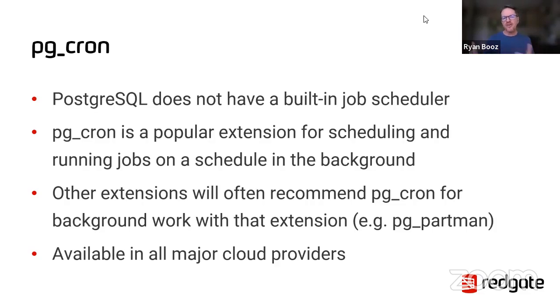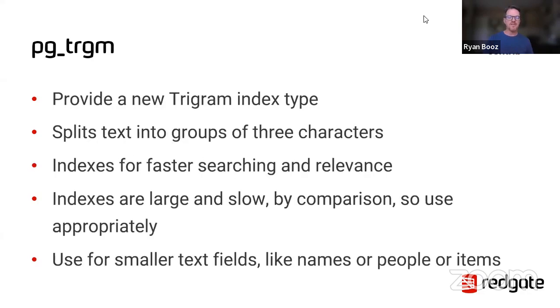And then other extensions that might need to do something on a time basis don't often do it within their own extension. You will often see in instructions, install pg_cron and start a job like this, which will execute this extension to do whatever work you need. And we're going to talk about pg_partman in a minute. That is an example that always references using pg_cron to do automated timed work. And again, it's available on all major platforms.